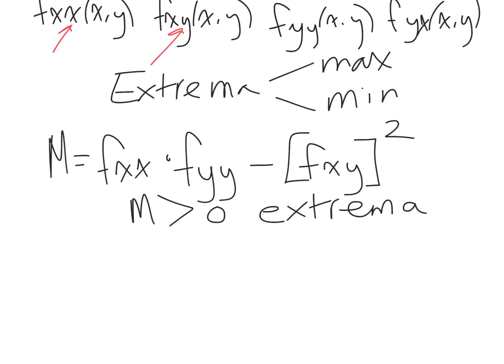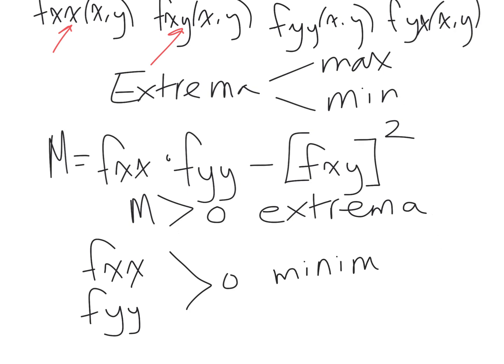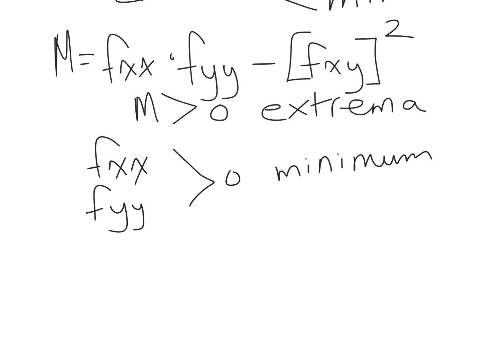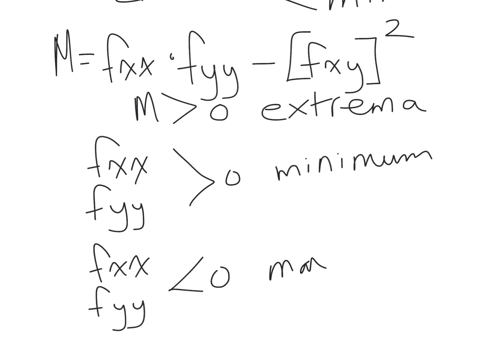Then if we looked at the two second derivatives, fxx and fyy, if they were greater than 0, we had a minimum. And if fxx and fyy were less than 0, we had a maximum. Do you remember that? So that's how we were able to find extrema in that last example that we did last week. Okay.